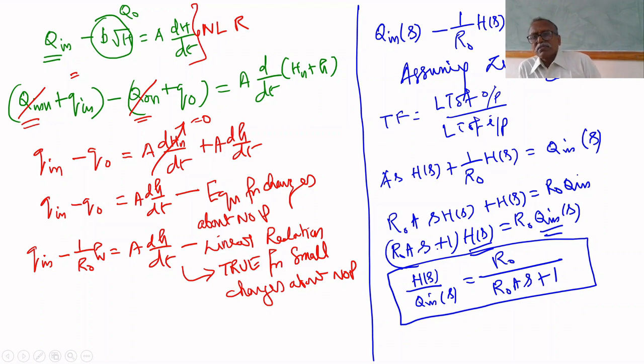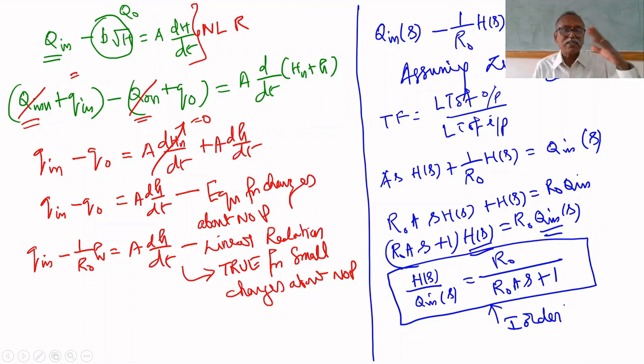Mathematical model of the level process in transfer function representation: H(s) by Q in(s) equals R naught upon R naught A s plus 1. What is the order? First order. While seeing the laboratory process, if you obtain the mathematical model of the level process from first principles, you will get first order. That's why we assumed it is first order.